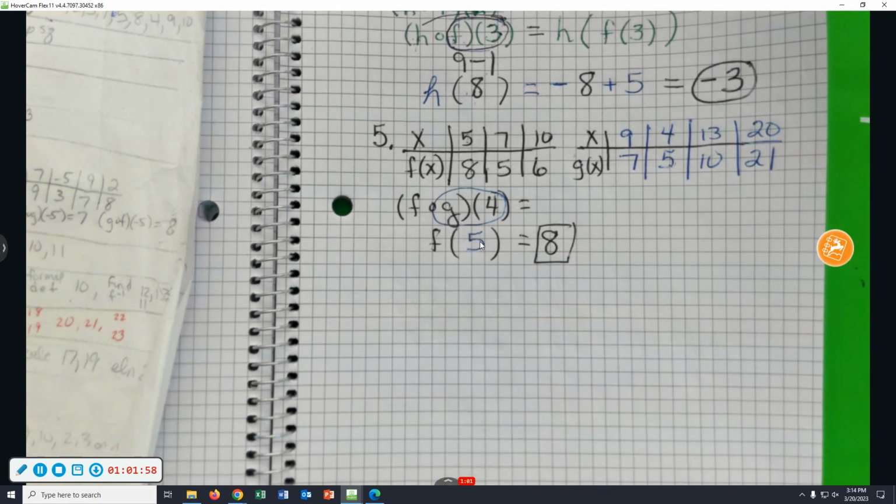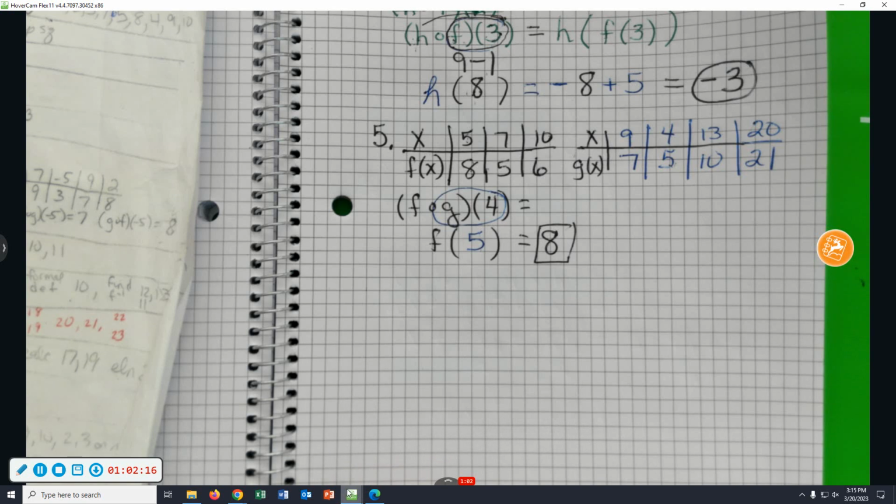Once you find that 5, that becomes the new x value. The G function assigns 4 to 5. The F function assigns 5 to 8. And type it in. Okay.